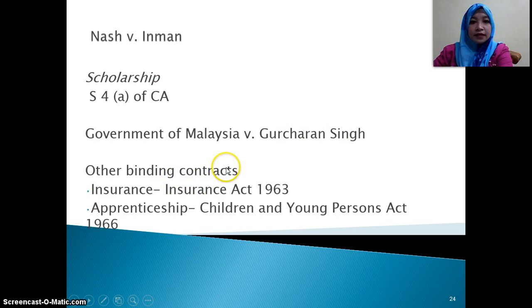Other binding contracts: insurance contracts, refer to the Insurance Act 1966, and apprenticeship, refer to the Children and Young Persons Act 1966.